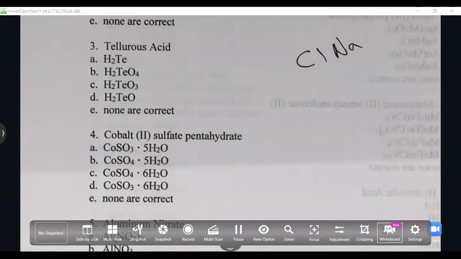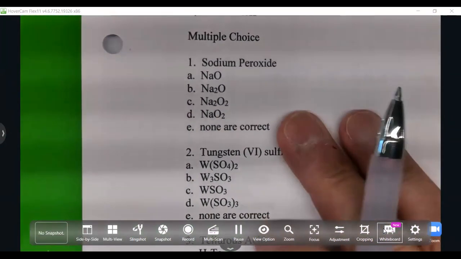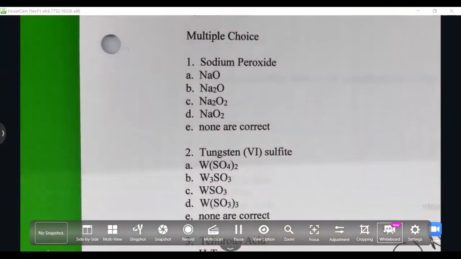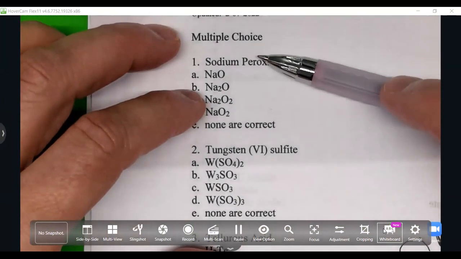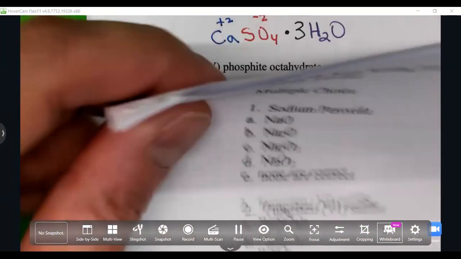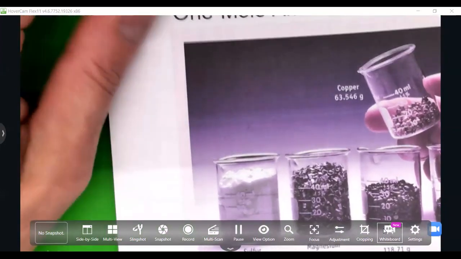Okay, let's go back to, make sure I get the right screen. Okay. Now, again, this should finish this up. So you're going to do the same thing in Canvas. You're just going to enter the answers, right? Okay. Now, let's go to this video.